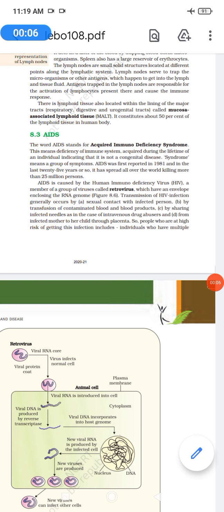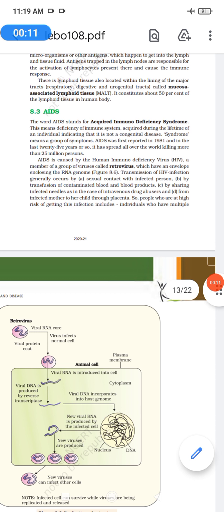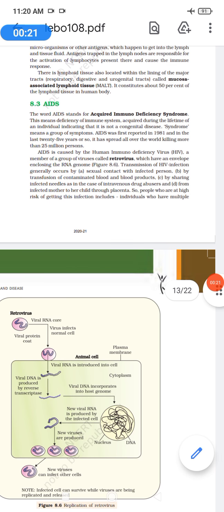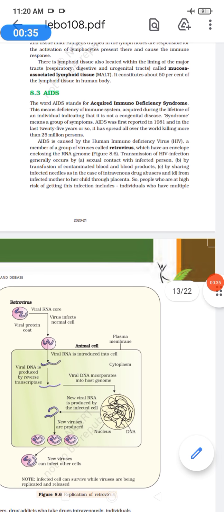Today we will be talking about AIDS. AIDS is acquired immunodeficiency syndrome. This means the deficiency of the immune system acquired during the lifetime of an individual, indicating that it is not a congenital disease. Syndrome means a group of symptoms. AIDS was first reported in 1981, and in the last 25 years or so, it has become widespread.